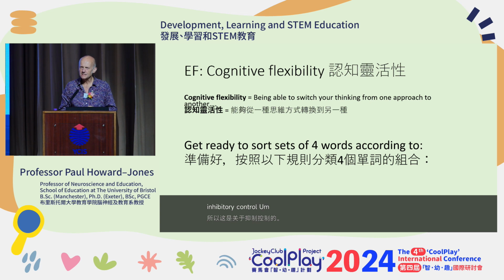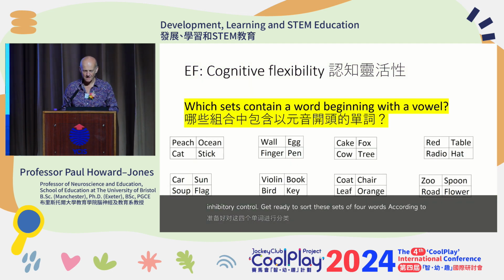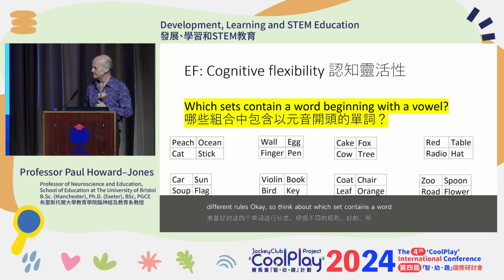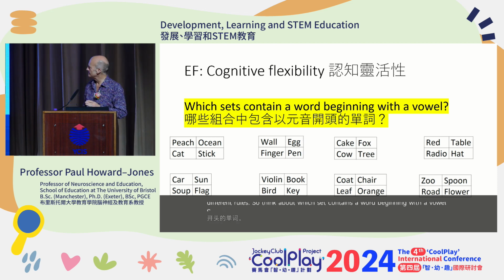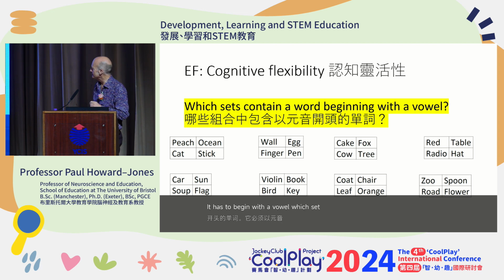And then there's cognitive flexibility. So here's a little test of cognitive flexibility. Get ready to sort these sets of 4 words according to different rules. Okay, so think about which set contains a word beginning with a vowel. So it has to begin with a vowel. Which set?